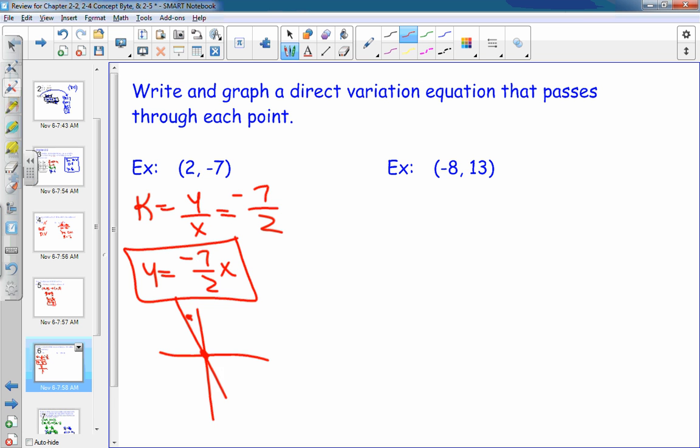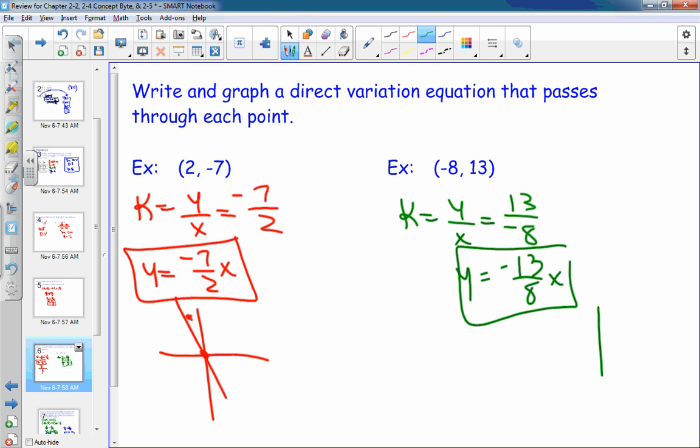Okay, again, the next one. I have to still find k. So that's going to give me y over x, which is 13 over negative 8. Does it matter where the negative goes? It either goes on the top or the bottom, just not both. So y is equal to negative 13 over 8x. There's my equation, my graph. I go 0, 0. I go up 13 and to the left 8. Bam. Do we understand that? Yes?